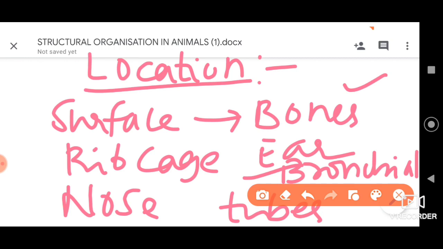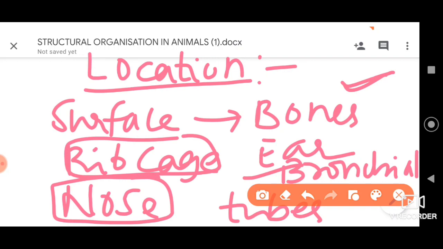Further, even between the vertebrae, we can find this cartilage. So dear students, this is their location. Let me repeat. We can find it on the surface of bones, generally where bones join with other bones. In the rib cages we can find it, nose, ear, as well as in the lungs, especially in the bronchial tubes, dear students.